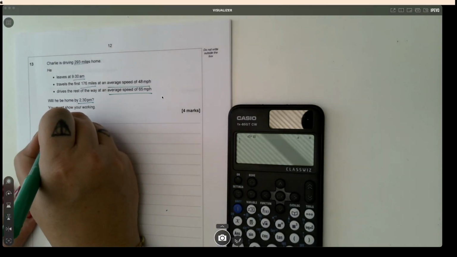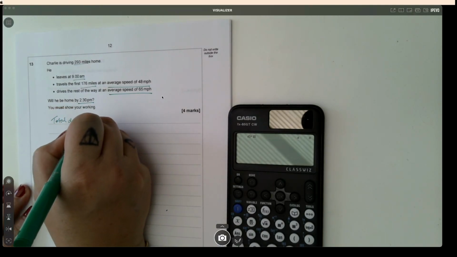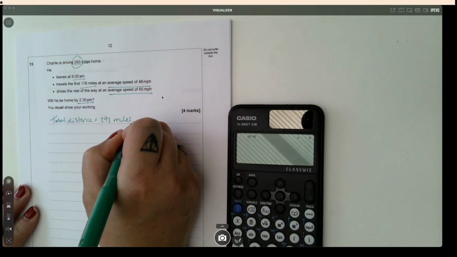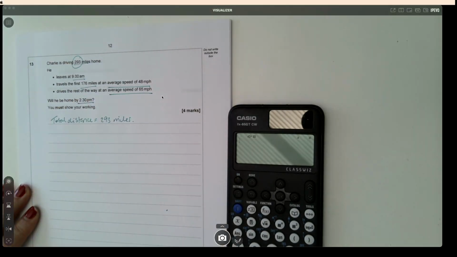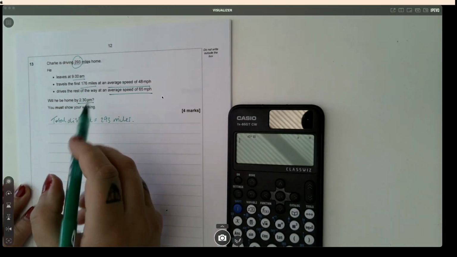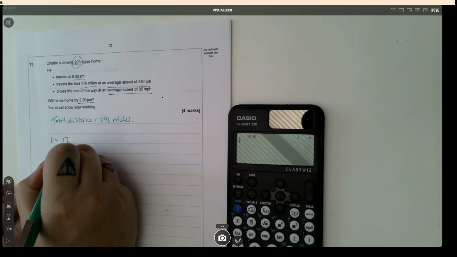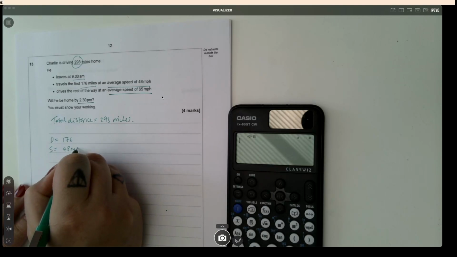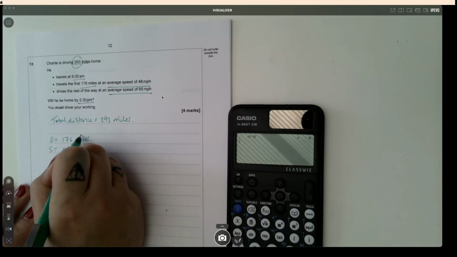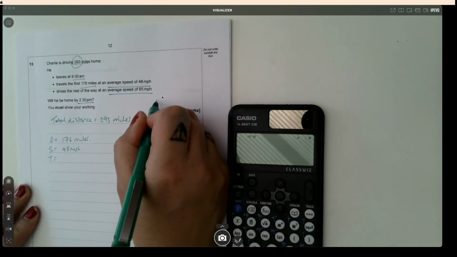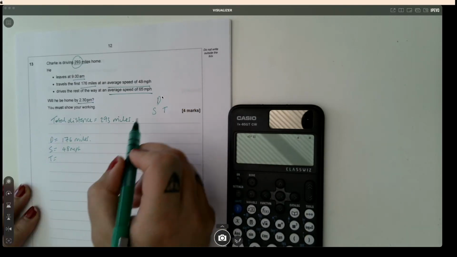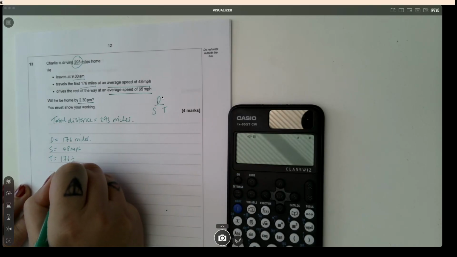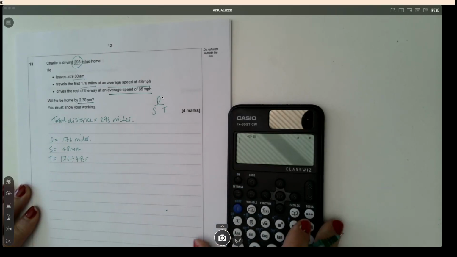Okay, so we have a total distance of that 293 miles that Charlie needs to travel. So he travels the first 176 miles, the distance of 176 miles, at a speed of 48 miles per hour. So let's see how long that took him. So speed, distance, time. If we're working out the time, we're doing distance divided by speed. So 176 divided by 48.